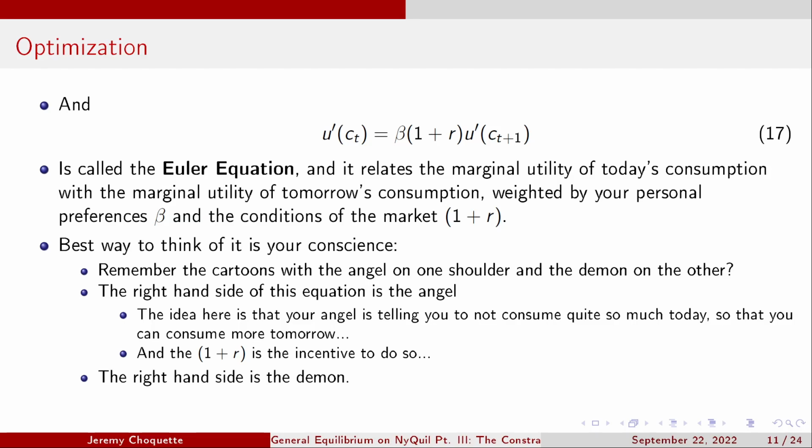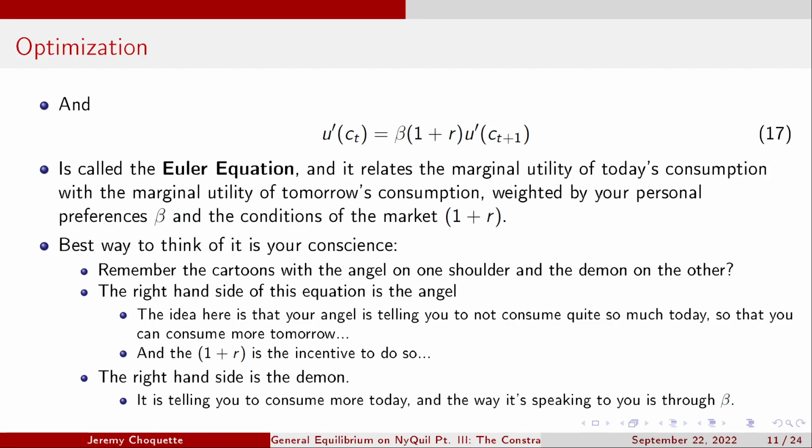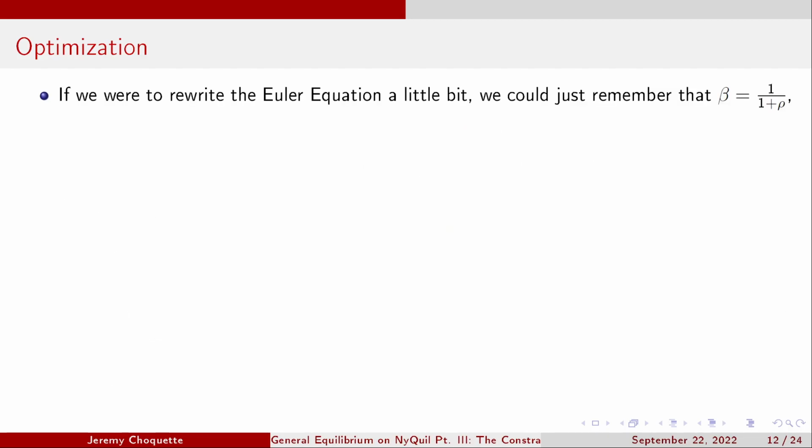Right, the left-hand side, it says right-hand side here, but it should be left-hand side, is the actual demon. That left-hand side is telling you to consume more today, and the way it's speaking to you is through that beta term. So if we were to rewrite the Euler equation, we can just remember that beta equals 1 over 1 plus rho. So if I write that out like this, okay, this is a little bit easier to understand.